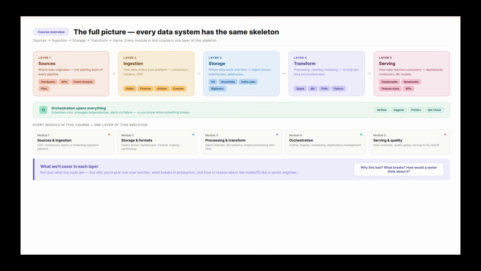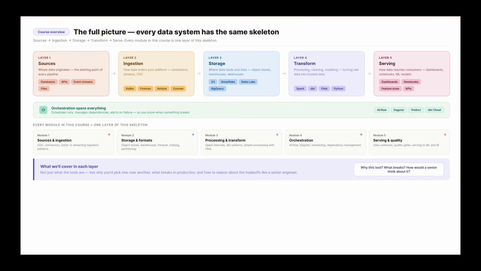Alright, so here's the full picture of what we're going to build across this course. Every data system has basically the same skeleton. You've got your sources: databases, APIs, event streams, files, whatever. Data comes in through an ingestion layer, that's Kafka, Fivetran, custom connectors, things like that. It lands somewhere in storage, S3, Snowflake, Delta Lake, then you process and transform it. Spark, dbt, Flink, you orchestrate all of that with something like Airflow, so it actually runs on a schedule and you know when it breaks, and then it gets served to a dashboard, to a data scientist's notebook, to an ML model's feature store.